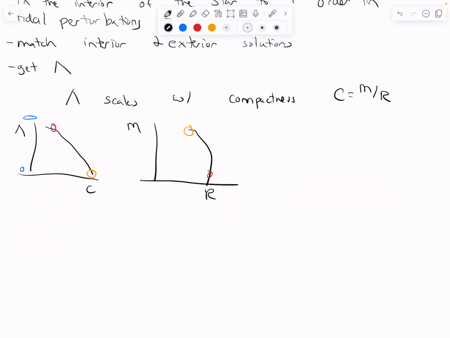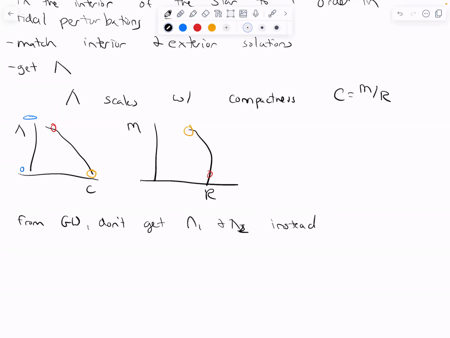And what you actually measure from LIGO is a complicated combination of the two tidal deformabilities. And so you need to break that degeneracy somehow. And so from gravitational waves, let's say today, you don't get lambda 1 and lambda 2.